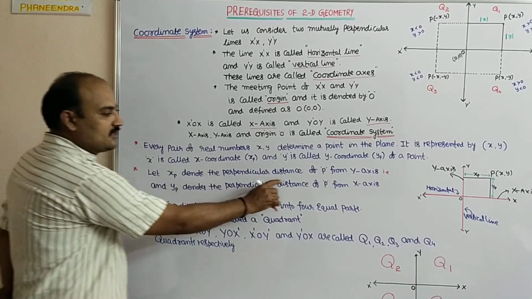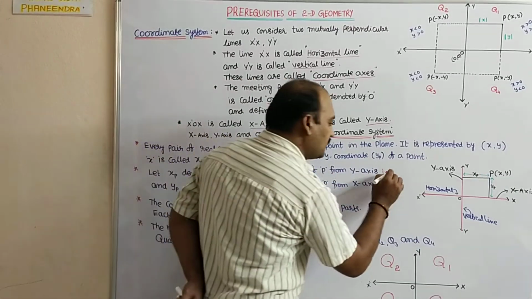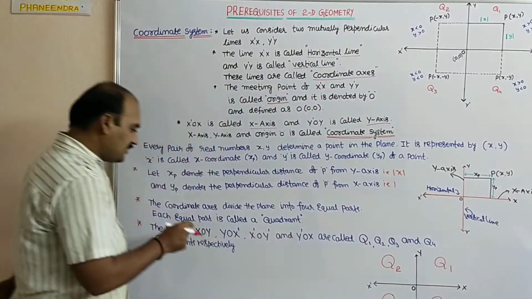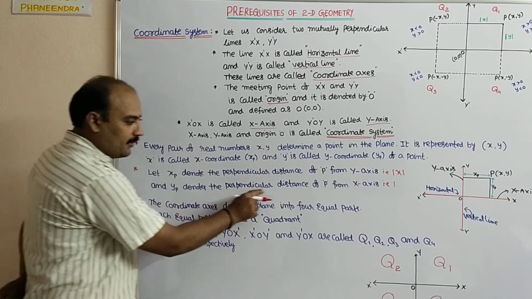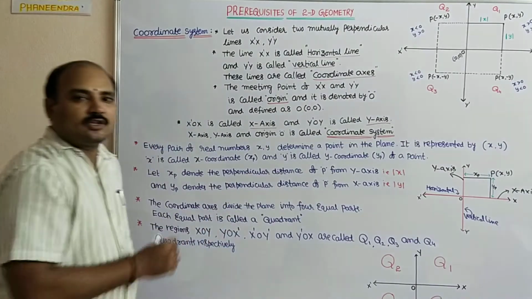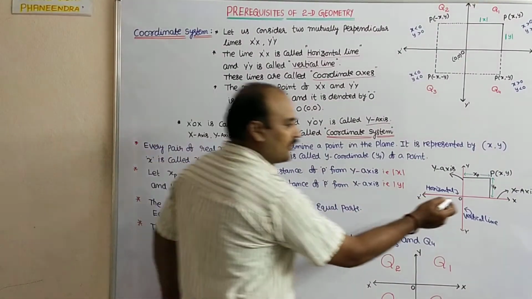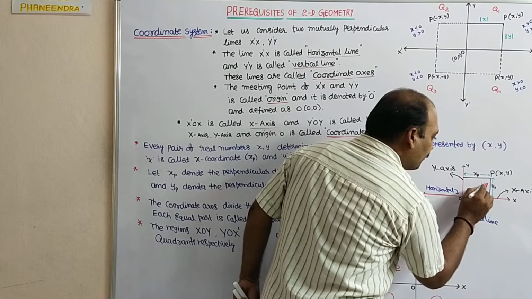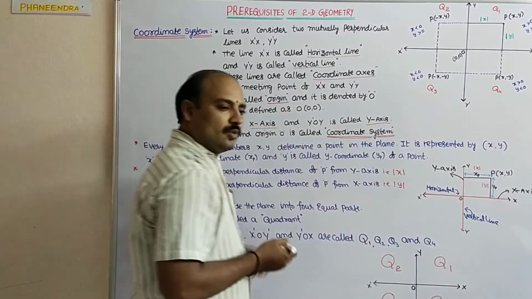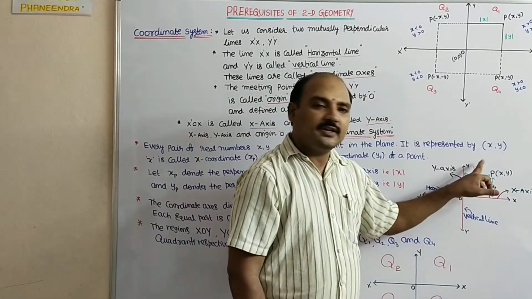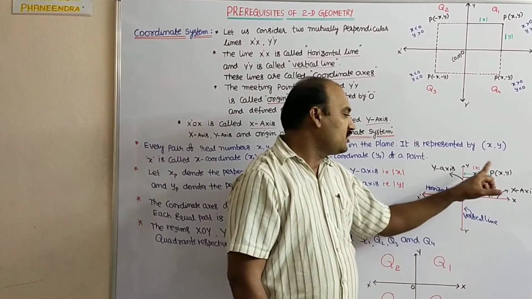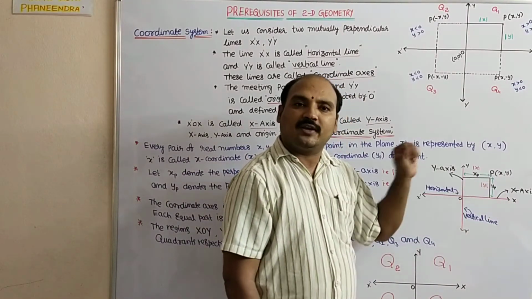xp denotes the perpendicular distance from point P to the y-axis, which is mod x. Here also, yp denotes the perpendicular distance of a point P from the x-axis, which is mod y. Even like this you can write it: yp is mod y, xp is mod x. So clearly we can get the information: the distance from a point P to the x-axis is mod y, and the distance of a point P from the y-axis is mod x.